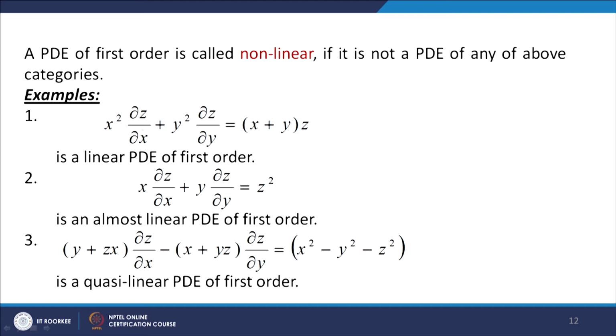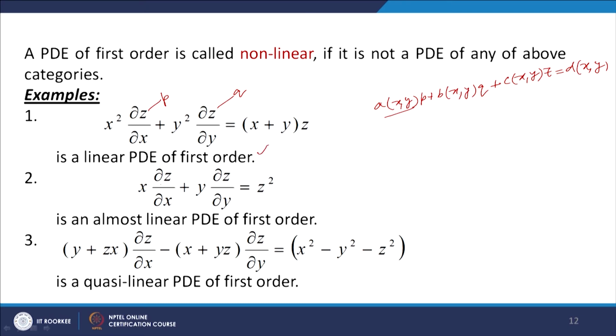x square p, y square q, and then minus (x plus y) into z. This PDE is of the type a(x, y) into p plus b(x, y) into q plus c(x, y) into z equal to d(x, y). Here a(x, y) is equal to x square, b(x, y) is equal to y square, and c(x, y) is equal to minus (x plus y), while d(x, y) is equal to 0.